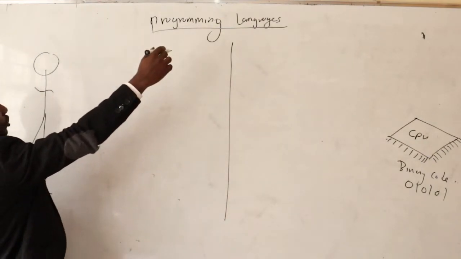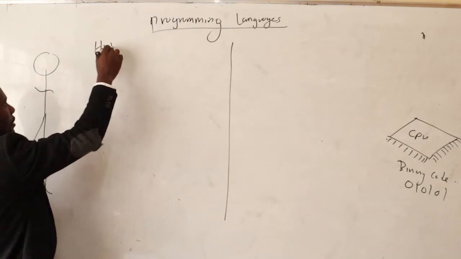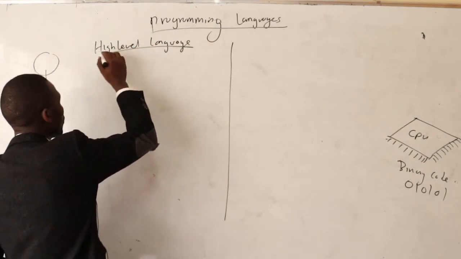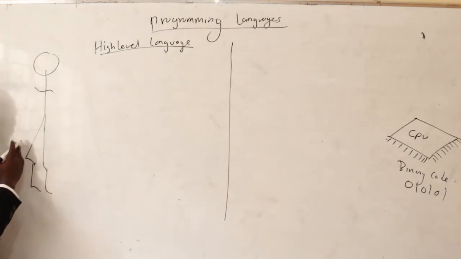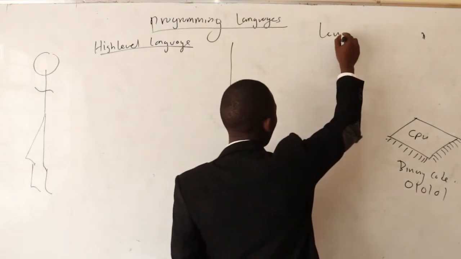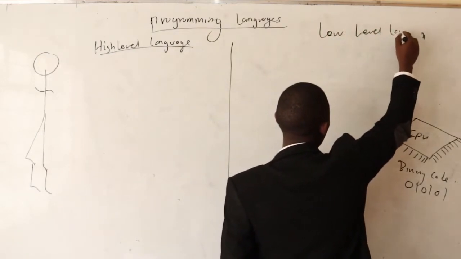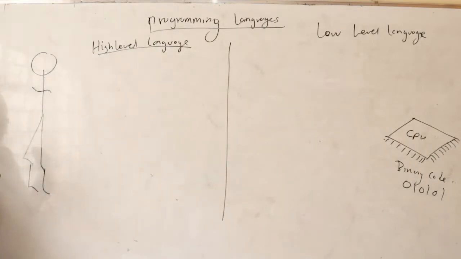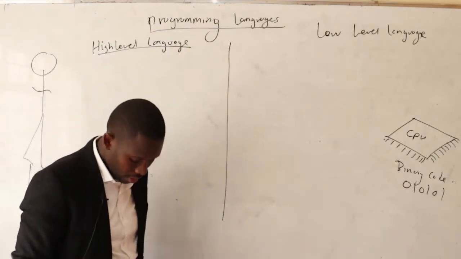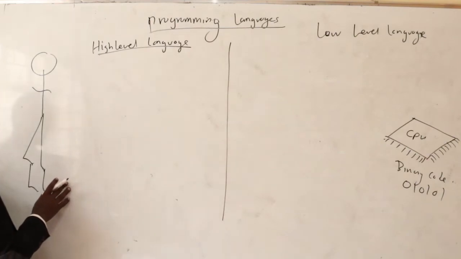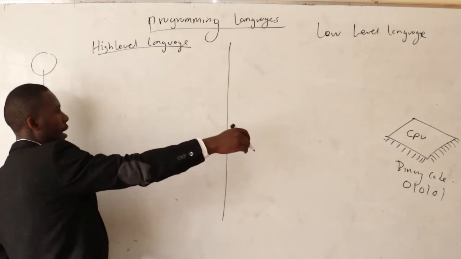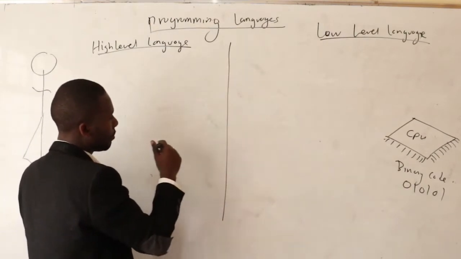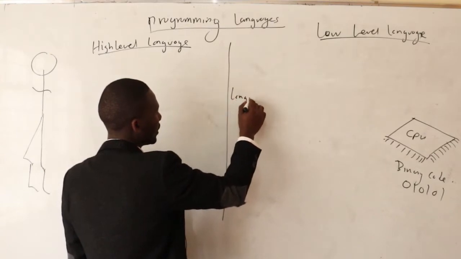So the major classification of programming languages: we have high-level languages, which we call high-level because they are close to human language. Then we have low-level languages. We refer to them as low-level because these languages are close to machine language, or are already in machine language. The programmer will use a high-level language, but to program, it has to be converted to machine language. What converts the high-level language to machine language, we refer to as language translators.